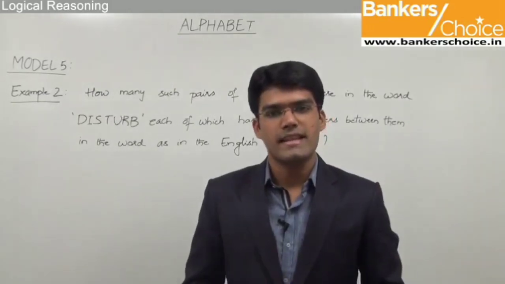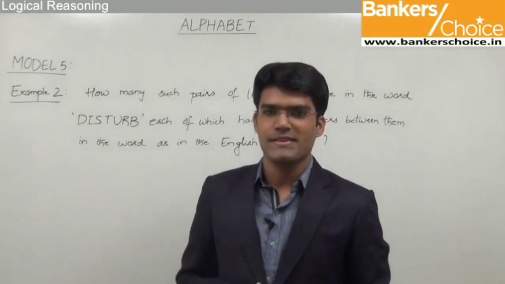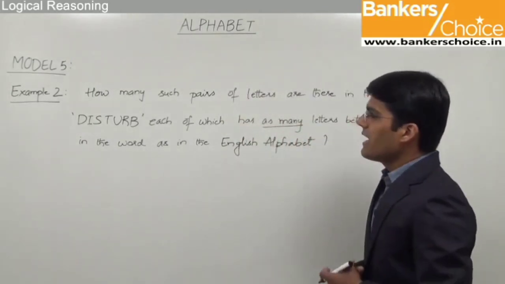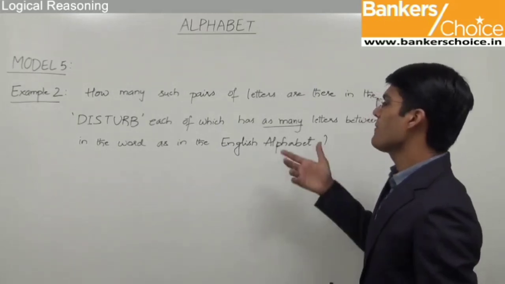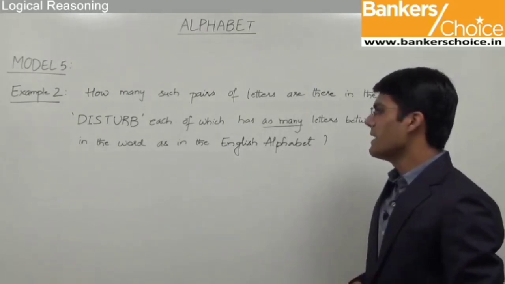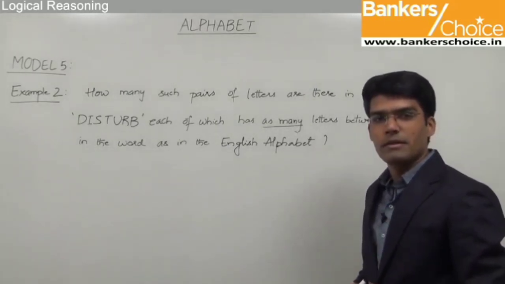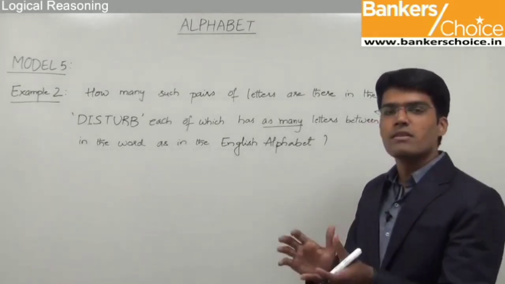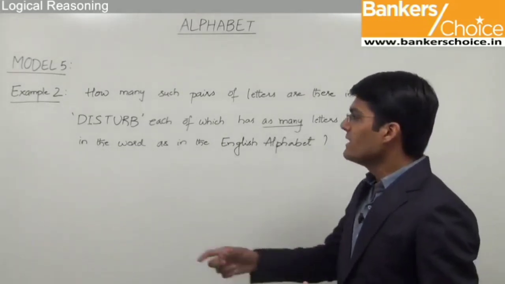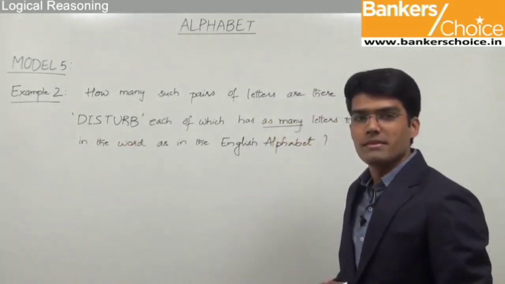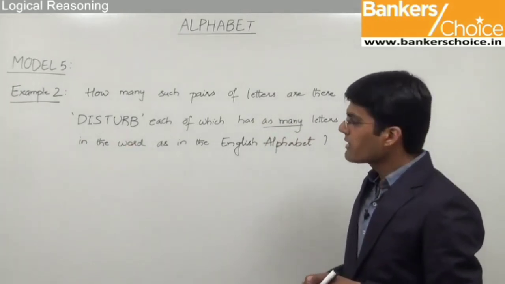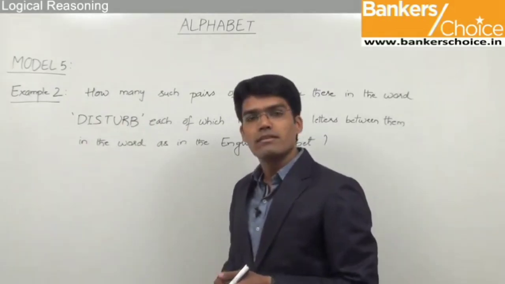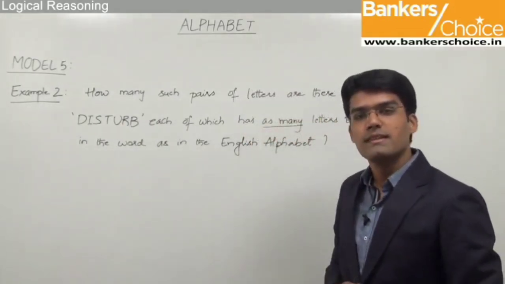Let us now take a second example based on the model that we have discussed just now. The question here is, how many such pairs of letters are there in the word disturb, each of which has as many letters between them in the word as in the English alphabet? So whatever we had done for the word storm in the previous case, same thing has to be repeated for the word disturb. That is, we need to find out all those possible pairs which have got the same number of letters in the word disturb as they have in the English alphabet.